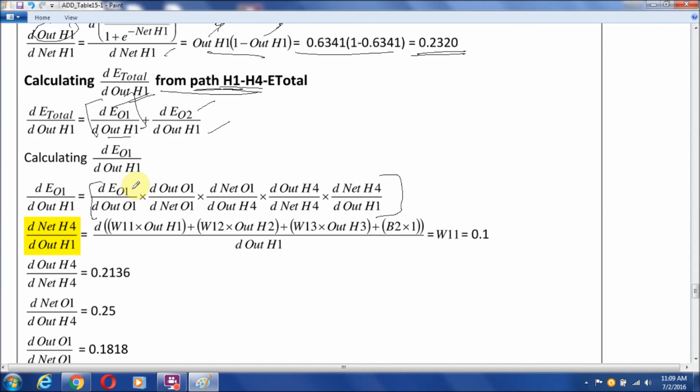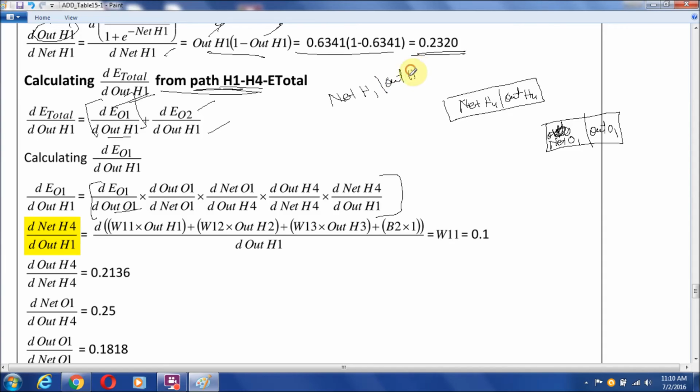The error O1 is connected to out O1. Out O1's error is connected like this. The connections can be considered like this: net O1, out O1, again net H4, out H4, again net H1, out H1. So the connections will be like this.